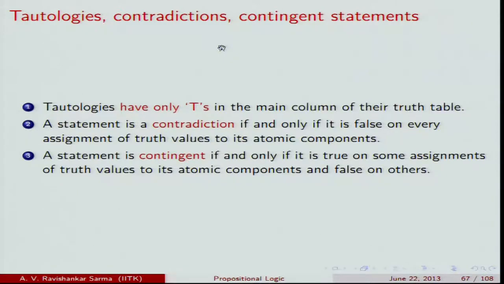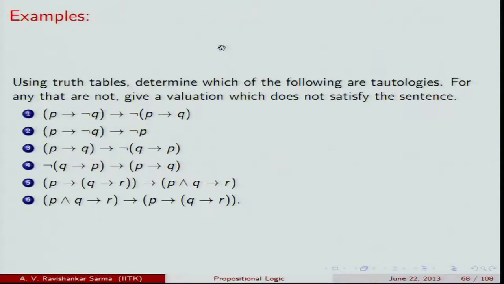Ultimately, under the main logical connective, we have two T's, two F's, or maybe one F, one T, and three F's, etc. At least one T should be there under the main logical connective. In that case, it is considered to be contingent. So one can determine whether a given formula is a tautology or not using this particular method.